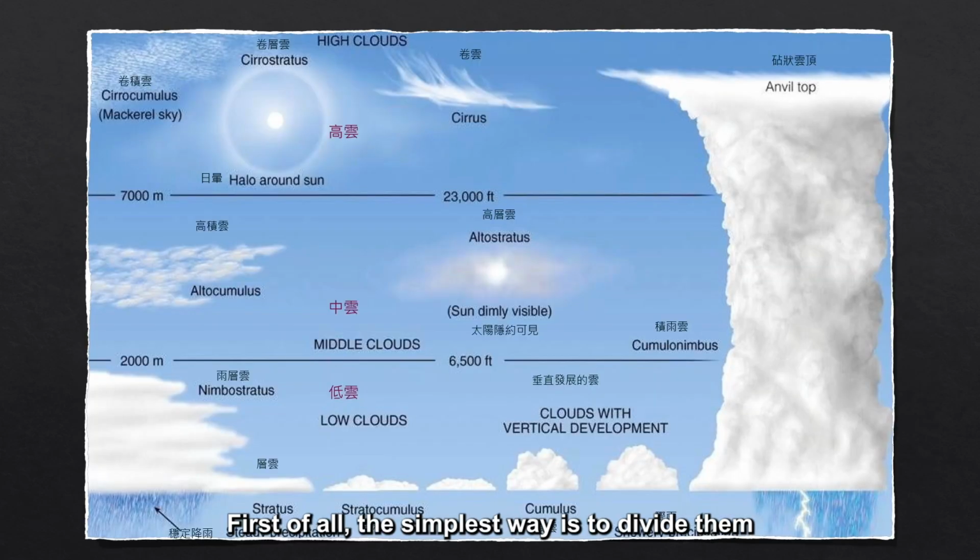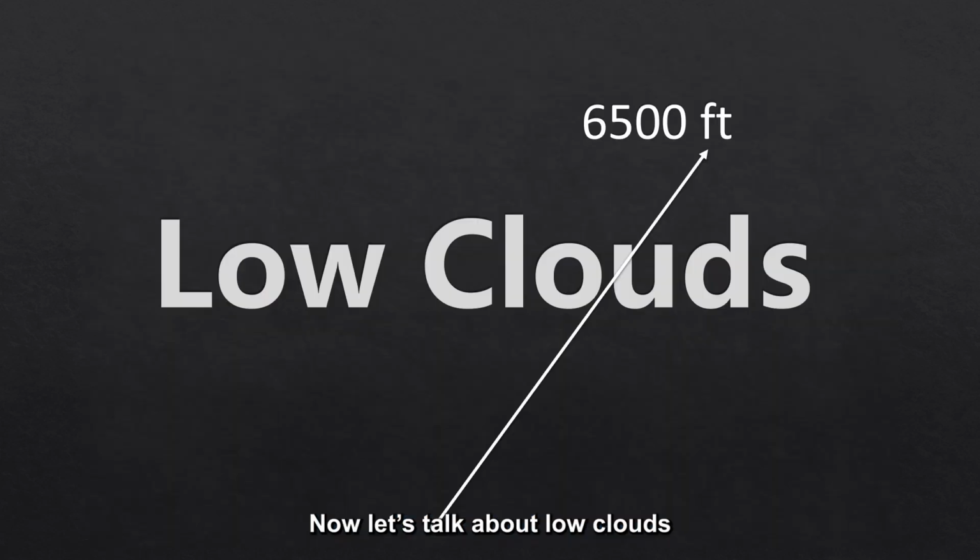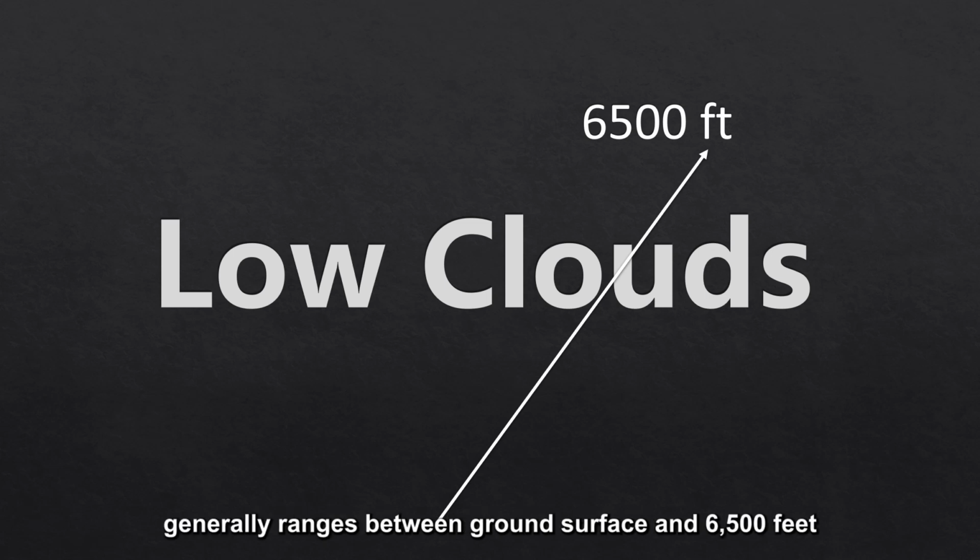First of all, the simplest way is to divide them into categories of high, medium, and low. That categorizes them by the height of the cloud base. Now let's talk about low clouds. That is, the height of the cloud base generally ranges between ground surface and 6,500 feet.